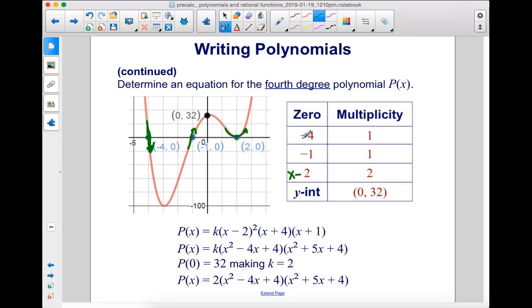Then we have x plus 4 because we have x minus -4, which is x plus 4, and we don't have any exponents since the multiplicity is 1. And then we have x minus negative 1, which is x plus 1 here. We put the k out front, and then we are going to plug in 0 for x, and then set it equal to 32. So you solve, and we see that k equals 2. So we have our equation here, and we just plug in 2 for k, and that is our polynomial.